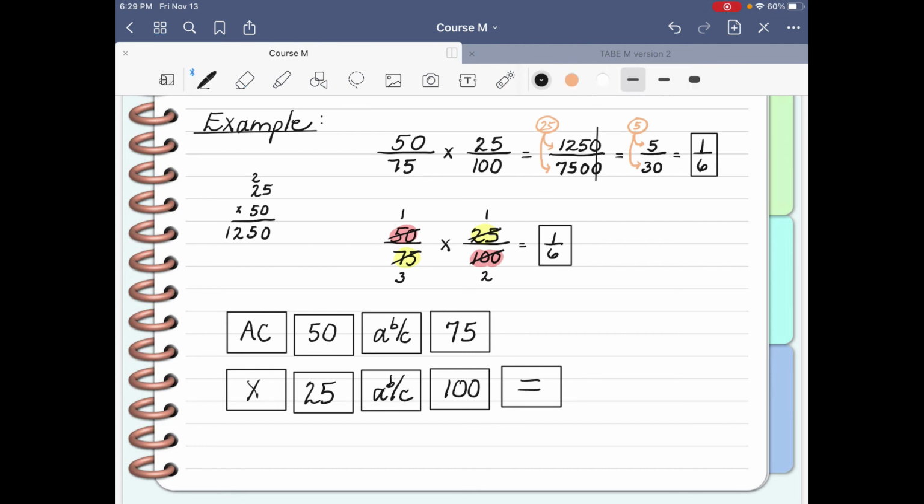Let me find my calculator because I need to be sure that what I'm telling you is accurate. And I do not see my calculator. I am so sorry.